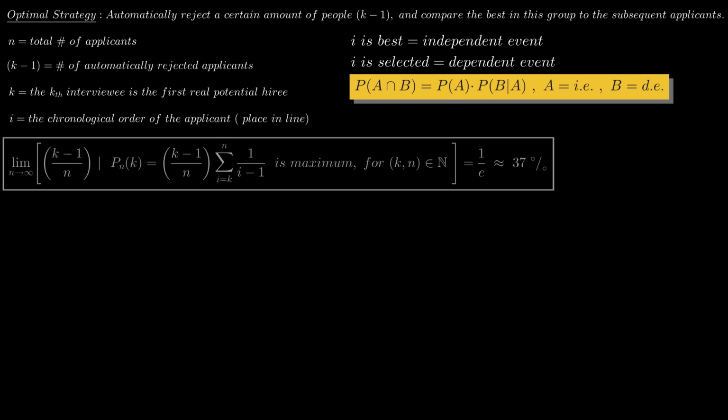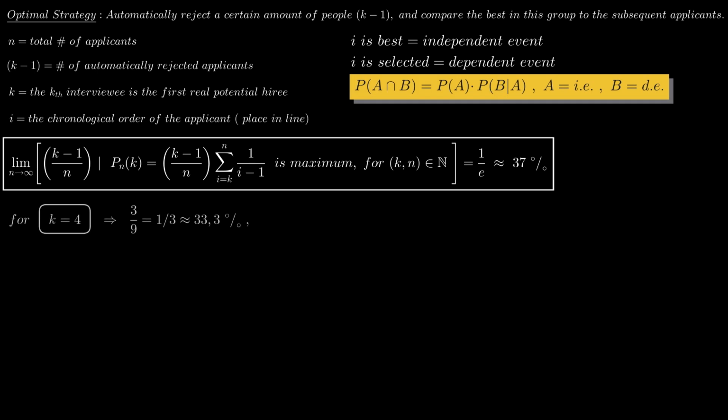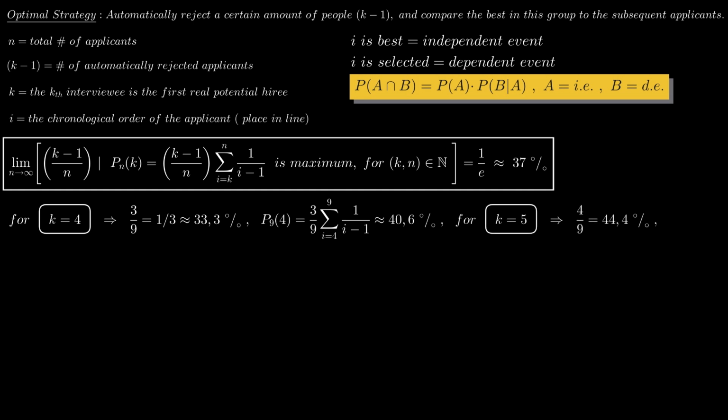And so for the case where n equals 9, we just test out the k minus 1 over 9 values that are close to 37%. So when k equals 4, we have k minus 1 over n equals 1/3, 33.3%. That's pretty close to 37%. So we test that value out, which is P9 of 4 equals 3 over 9 times the sum from i equals 4 to 9 of 1 over i minus 1, which is approximately 40.6%. And 4 over 9 is 44.4%.